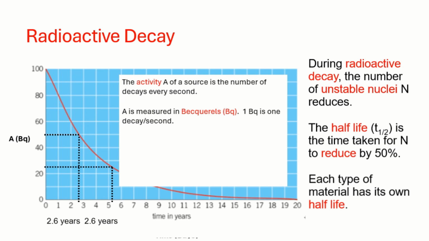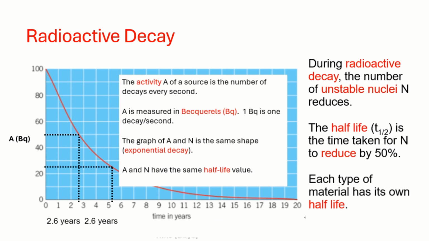Now, why is this important? Well, actually, A, the activity, and N have the same shape. This is called exponential decay. So when we're drawing these graphs, they'll actually have exactly the same shape. The difference will be the numbers on the y-axis. Okay, you may end up with different numbers on your y-axis because we're measuring different things, but their behavior is the same. And crucially, they will have the same half-life.